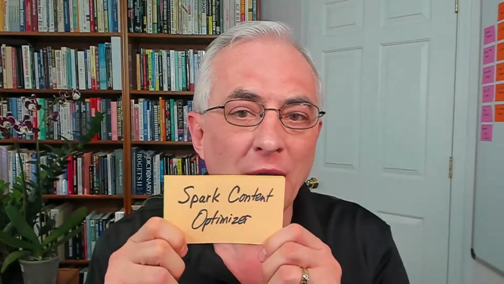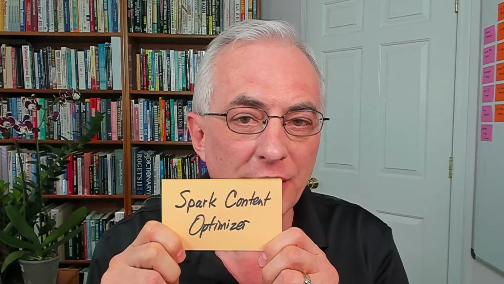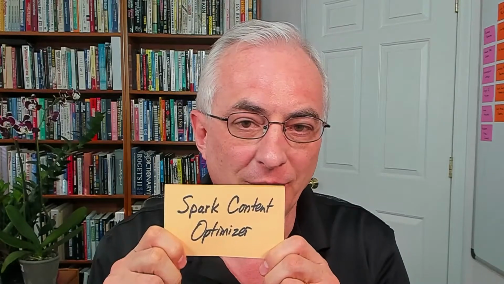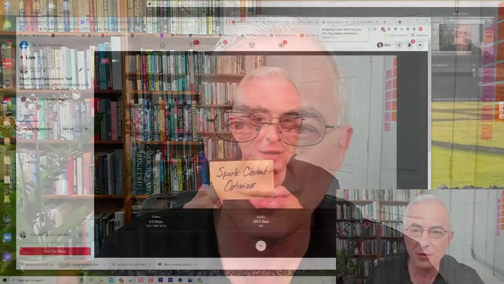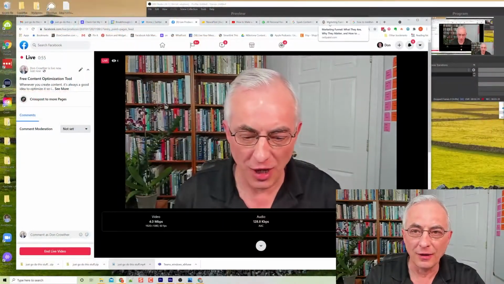And so I wanted to show you a free tool that'll help you do that. The tool is called Spark Content Optimizer. It's free. It's a Google plugin. Let me show you how it works.